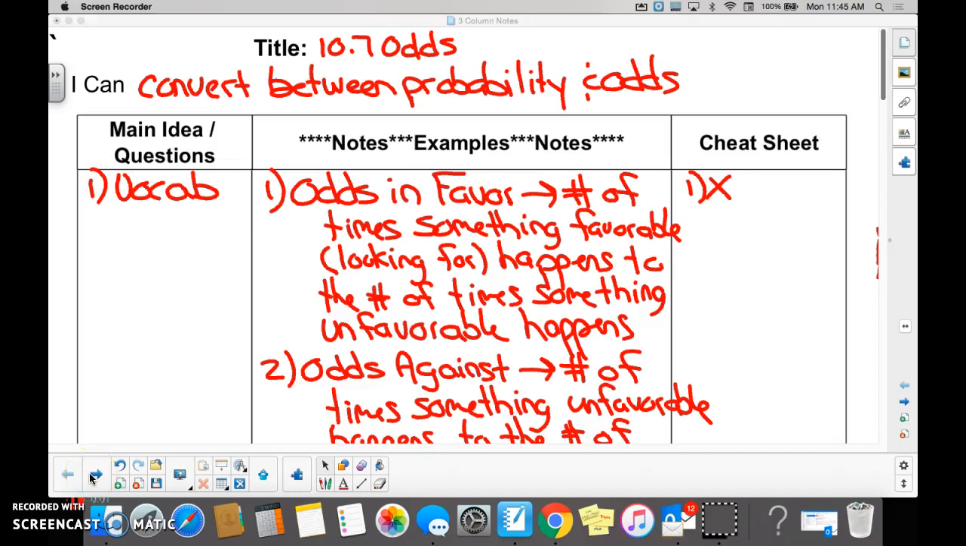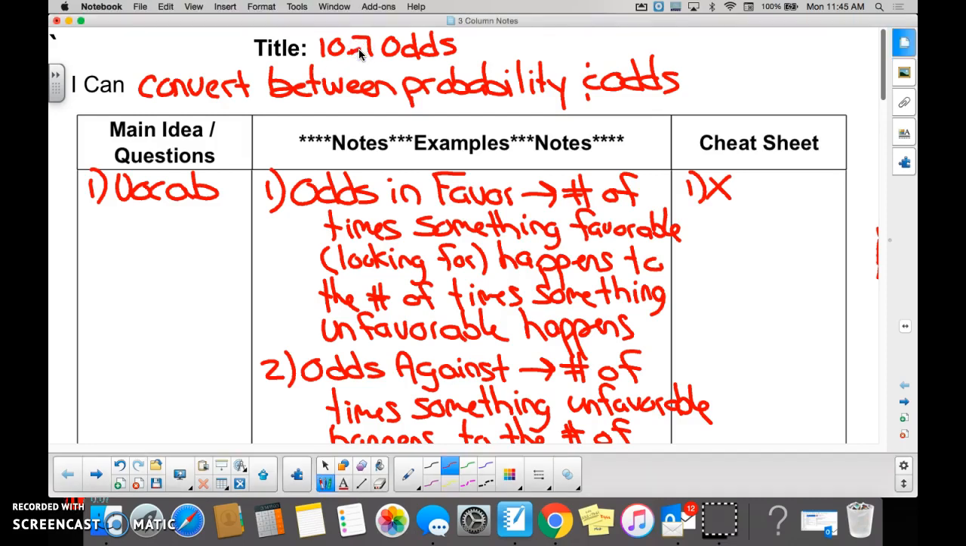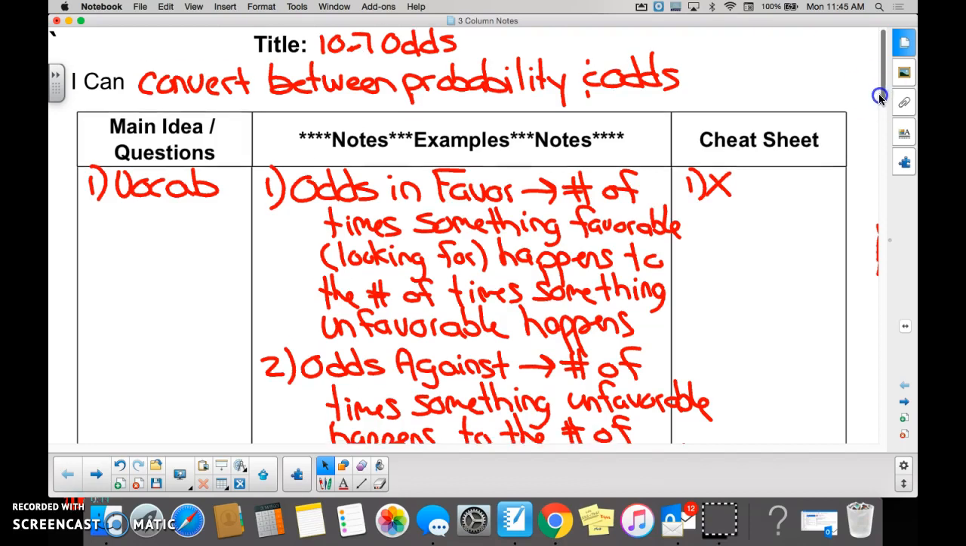10-7 odds. I can convert between probability and odds. Thank you, Natalie. And this should be 10-7. Okay. Odds in favor, odds against. Make sure you understand the difference between the two.